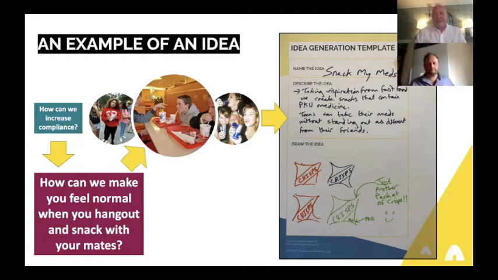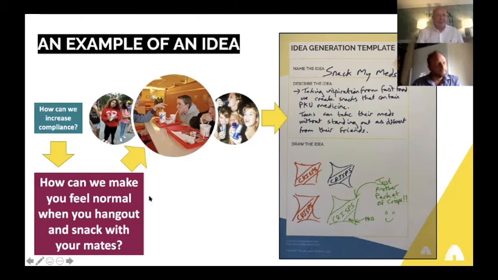And that generated an idea which was called Snack My Meds. And this was taking inspiration from fast food. We create snacks that contain the PKU medicine. The teens can take their medicine without standing out as different from their friends at the same time. They don't have to refrain. If they're all sitting around watching Netflix, they can have their own Doritos, their own version of a hamburger or French fries. So they're not standing out quite so much, and they're fitting in, having food with their mates.